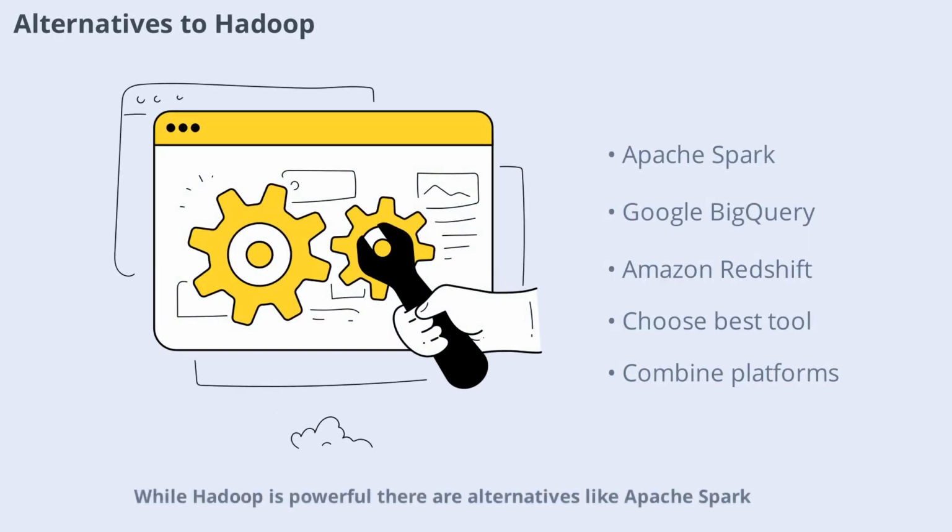While Hadoop is powerful, there are alternatives like Apache Spark, Google BigQuery, and Amazon Redshift. Each has its strengths and is suited to different use cases. Organizations often choose the best tool for their specific needs, sometimes combining Hadoop with other platforms.